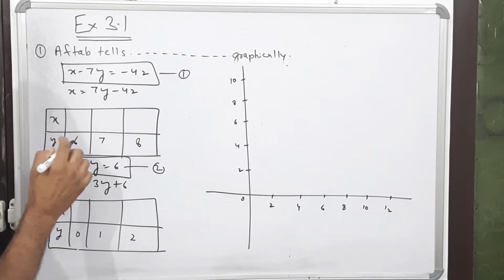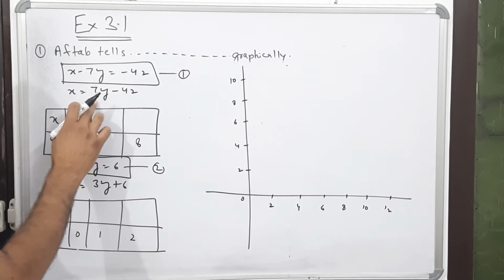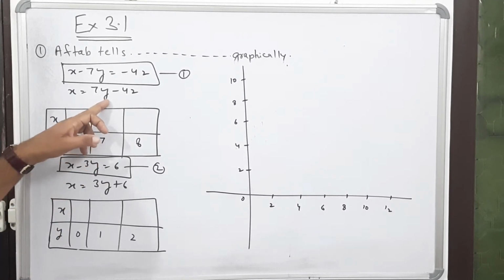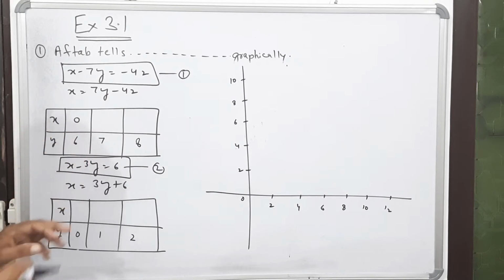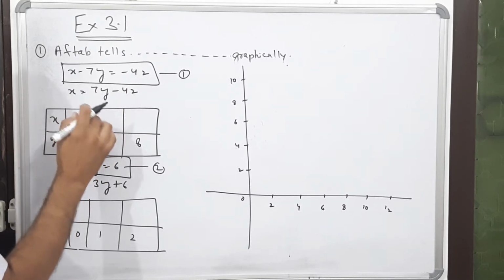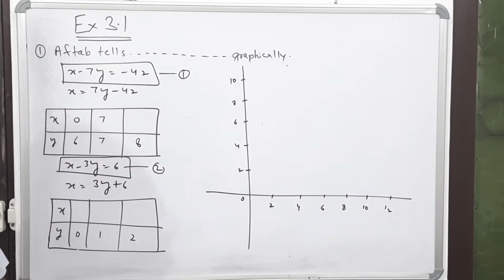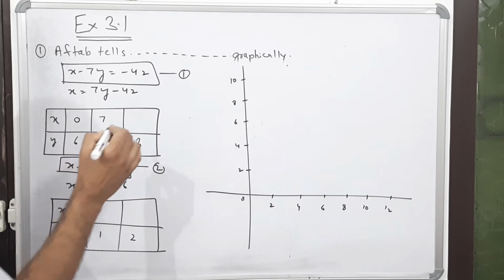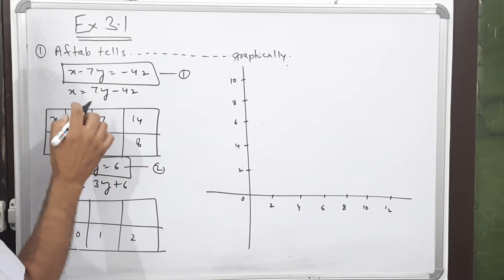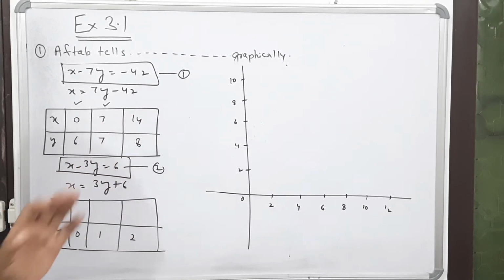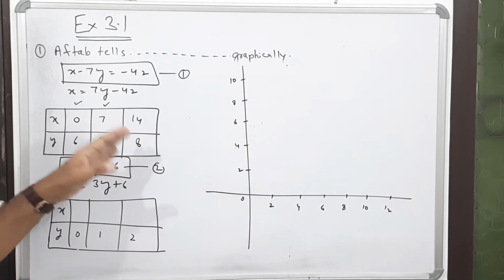So the first value is, say, y equal to 6. If you put 6 here, the value of x will be 0. How? You see, 7 into 6 is 42, minus 42 is 0. If you put 7, 7 sevens are 49 and x is 7. If you put 8, 8 sevens are 56 and 56 minus 42 is 14. But it is enough to draw the graph with the help of two values. I have taken one more value for our comfort level, so that we can check whether the graph is passing through this third value or not, or you can plot this value.